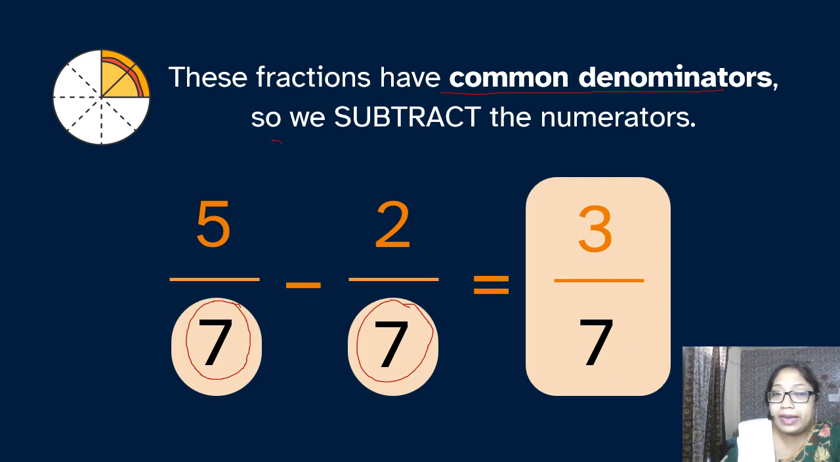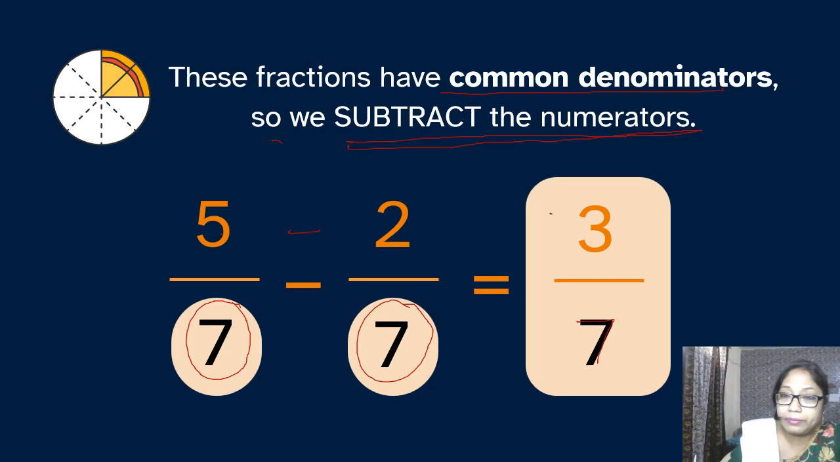We subtract the numerators. Only the changes will be done in numerators. जो भी changes होंगे numerator के साथ होंगे, denominator के साथ कुछ भी change नहीं करना है. So we will write the denominator as it is one time. Then 5 minus 2 will give you 3. So after doing subtraction, our answer is 3 upon 7.